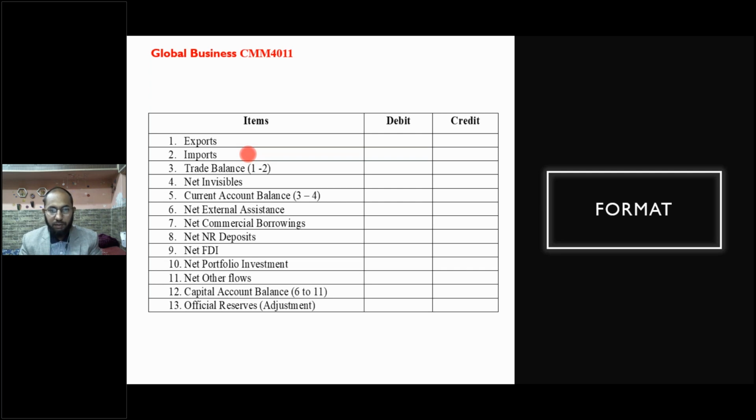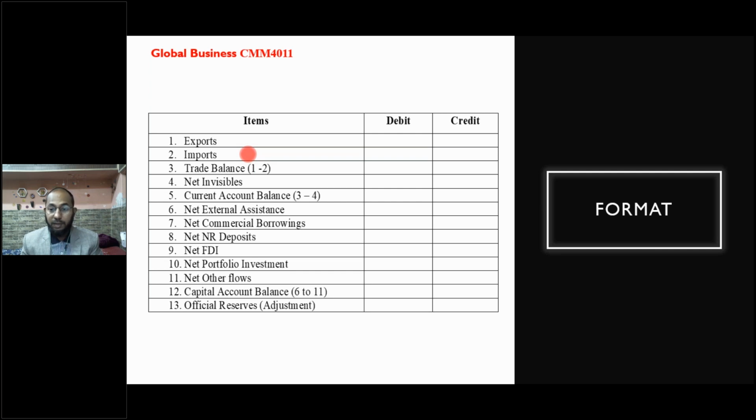And then the sum of trade balance and net invisibles is the current account balance, the final current account balance, which is the first component of the balance of payment. This current account balance also determines lots of macroeconomic policy of a country. If the current account balance is positive, it is considered a good signal for the functioning of the economy, particularly with respect to international trade, and it is also good for currency valuation.